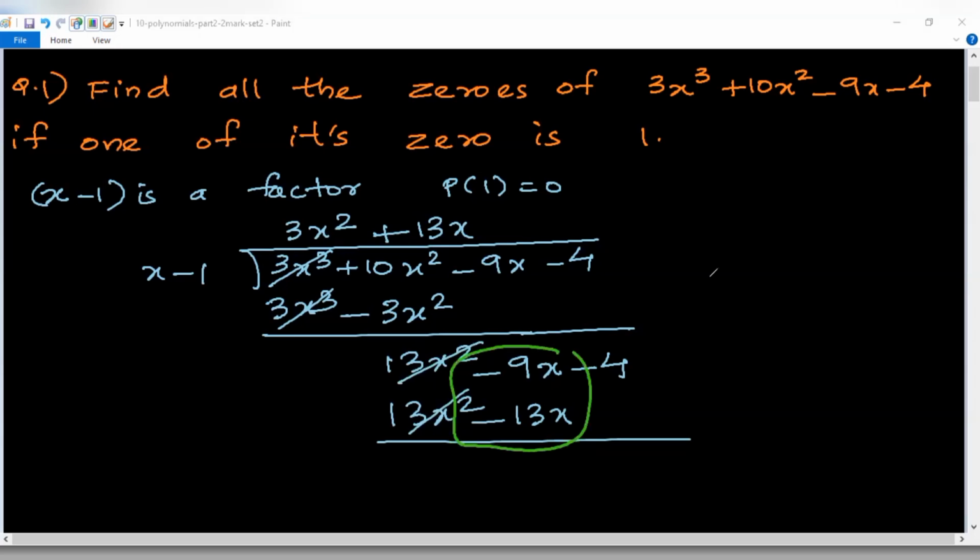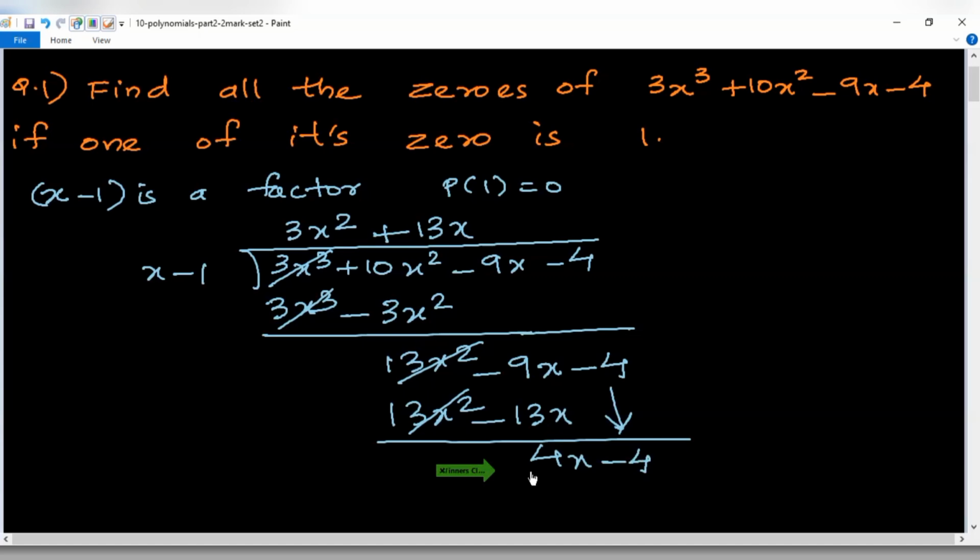Now minus 9x minus minus 13x. See here also two negatives are coming together, so it is minus 9x plus 13x. That is, a positive number and a negative number are getting added and the bigger one is positive, so the answer is positive. Now 13 minus 9, that is 4. So 4x is the answer. So we will get 4x, then minus 4, as it doesn't have any like terms, we will write it as such.